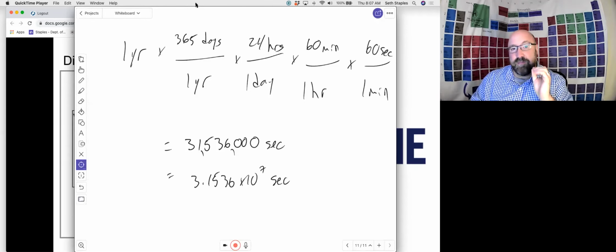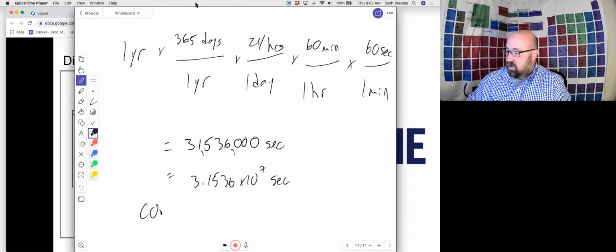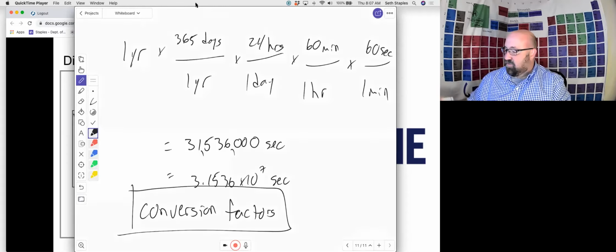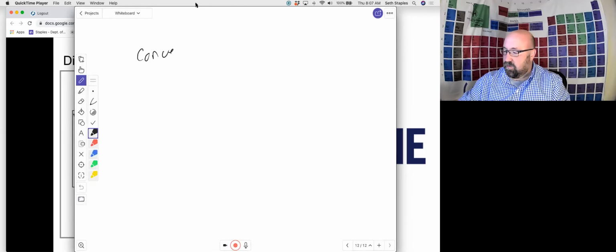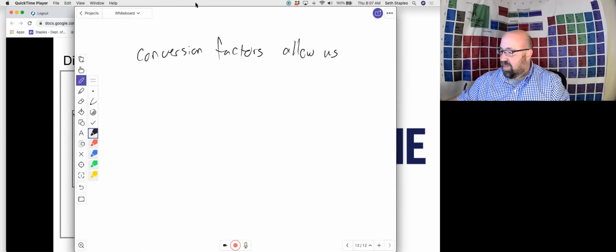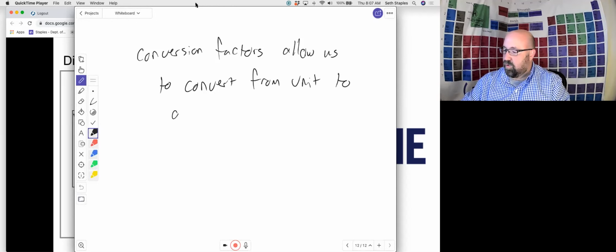Now, this is the key to dimensional analysis. Every one of these steps here that we used, these are all what we call conversion factors. And that's really the key to dimensional analysis, is the use of conversion factors, which allow us to convert from one unit to another.